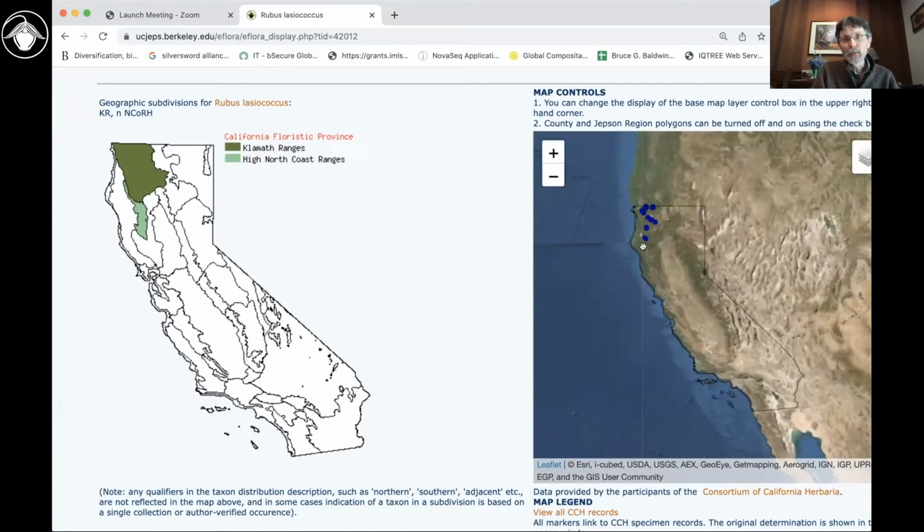And we also will have a map of representatives of that taxon, that species, from the Consortium of California Herbaria, which is a large consortium of about 50 herbaria that are interlinked with the Jepson eFlora with regard to Californian vascular plant collections. So we can see the distribution based on georeferenced locality data for individual collections, and also the author interpretation of the range here at the level of bioregion.